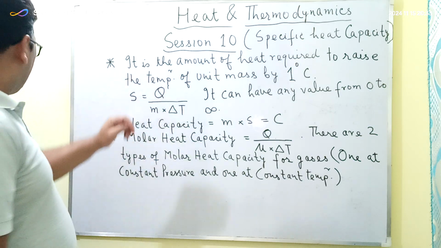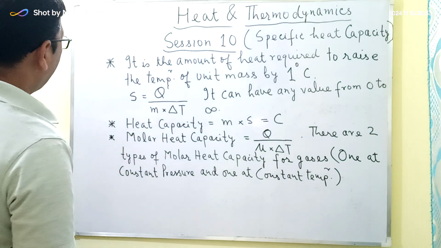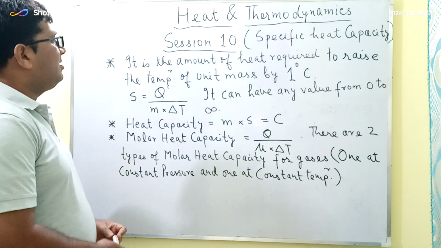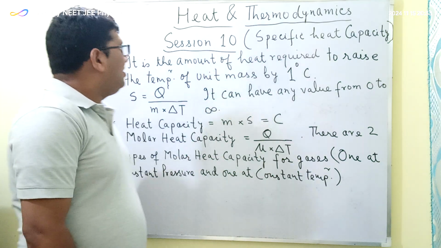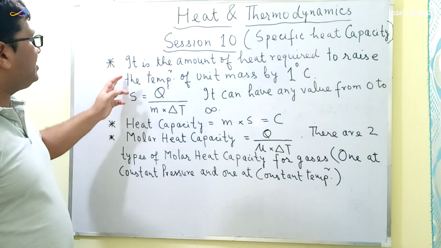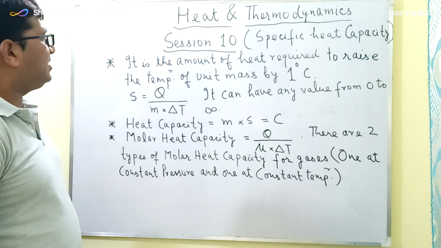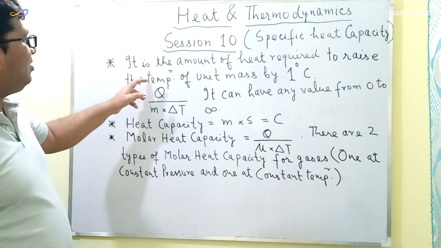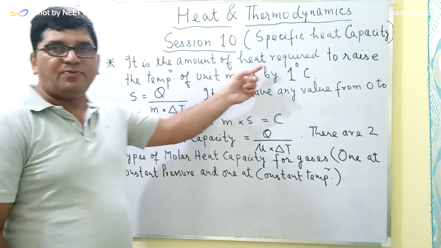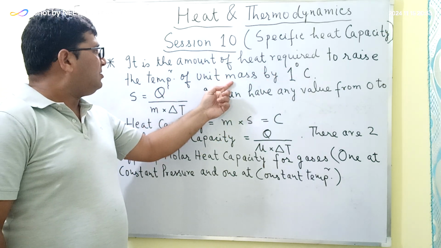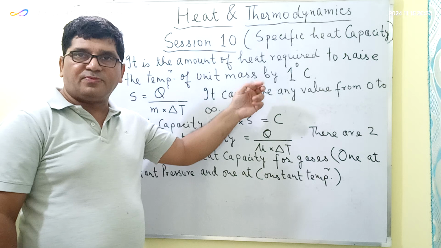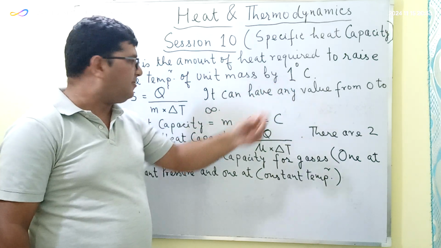With reference to this topic, I have written here three important points which will help us to understand it in brief. The first point is the definition of the specific heat capacity. The specific heat capacity of any substance is the amount of heat required to raise the temperature of unit mass of that substance by 1 degree centigrade.